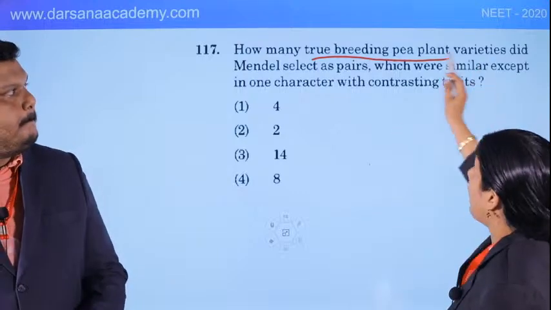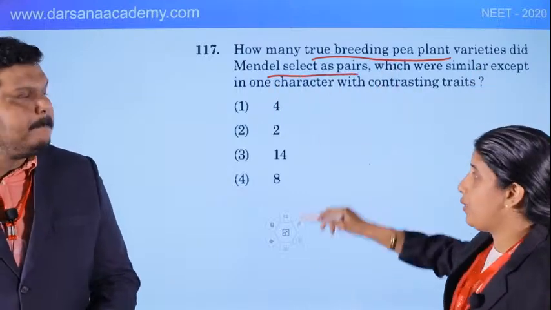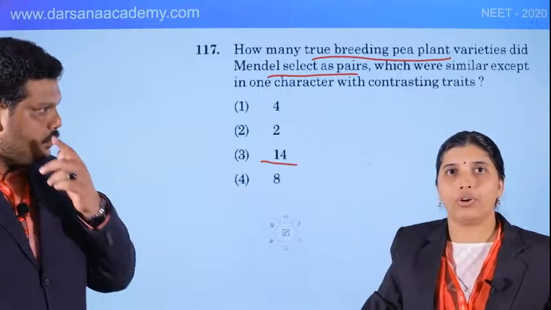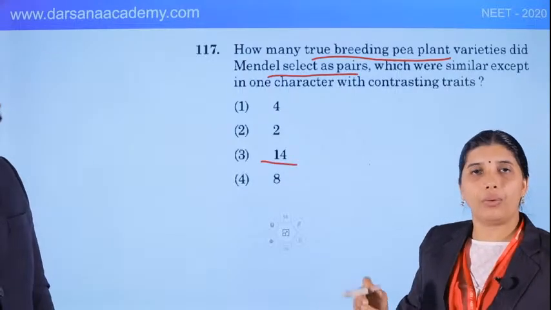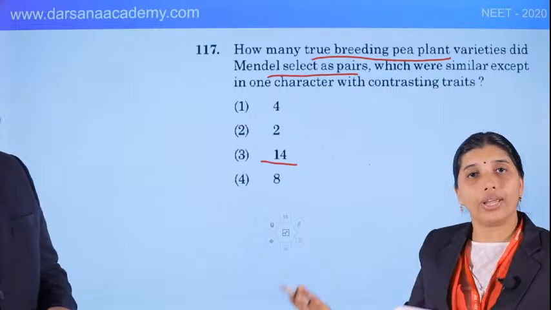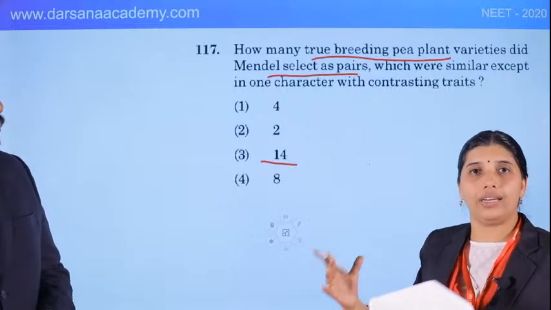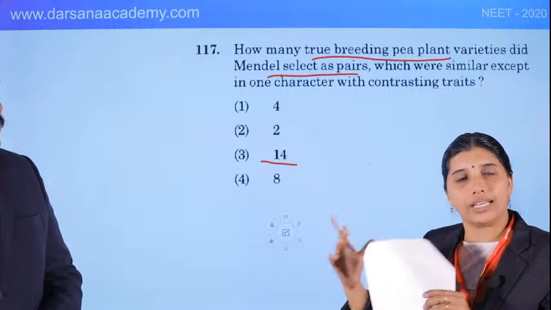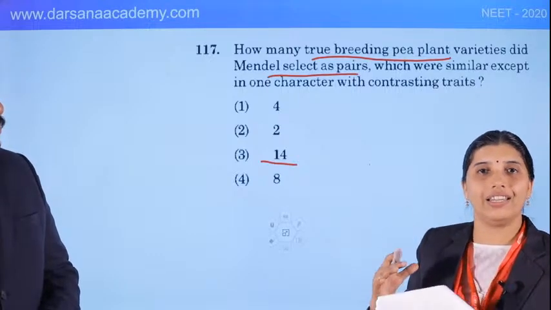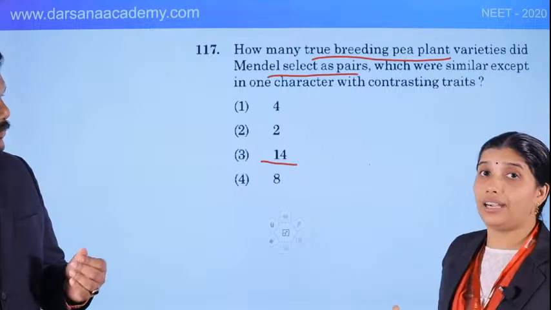How many varieties did Mendel select as pairs? We know the answer is 14. He selected 14: pure tall, pure dwarf; flower color violet, white; then stem; seed shape round, wrinkled; seed color yellow, green; pod shape inflated or full, or constricted; and pod color green and yellow. These are the different characters selected by Mendel.